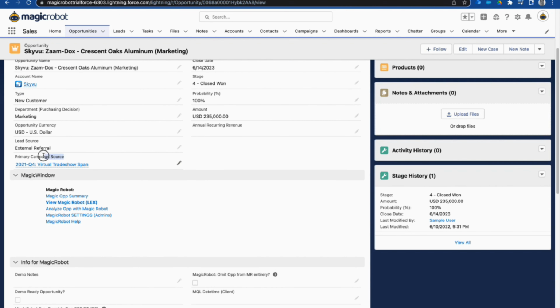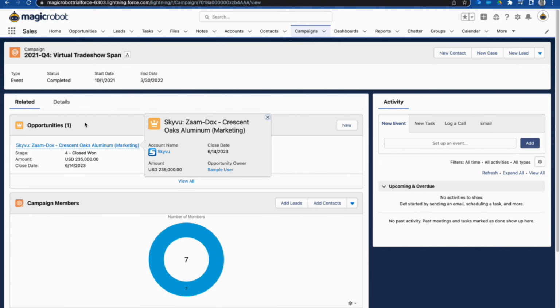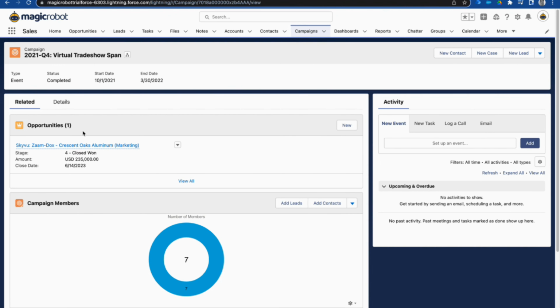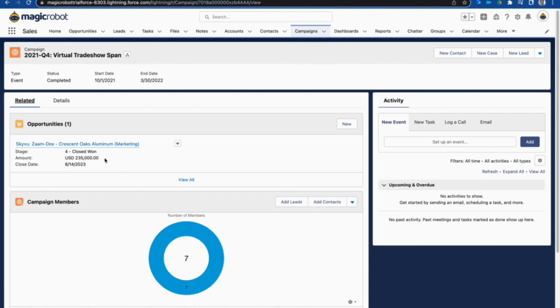The primary campaign source is identified, and he's able to navigate to this virtual trade show. Once there, he can see that the campaign is being given credit for influencing this single opportunity. He can navigate to see that he spent $22,000 on this campaign, and it resulted in a closed-won deal at $235,000. Nice, right? But there's a problem.